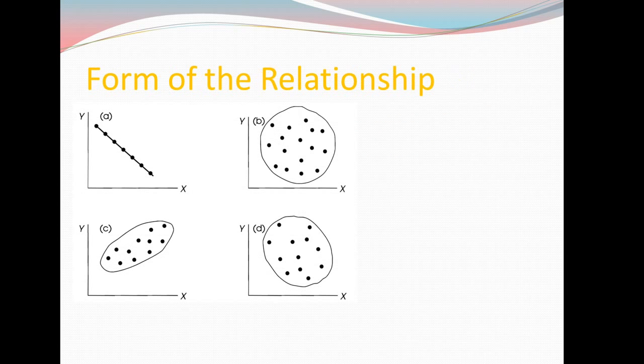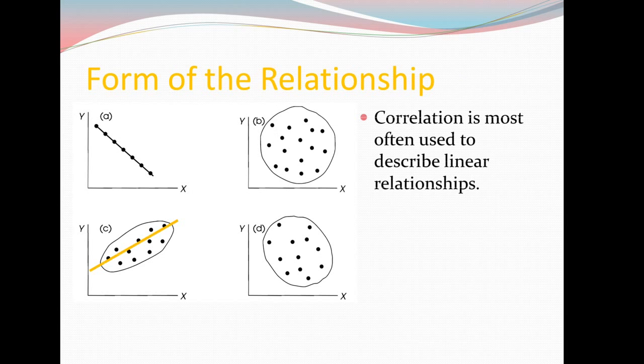So the form of the relationship. This is the best representation of that. Correlation is most often used to describe linear relationships, especially when you talk about Pearson's r, which is a biggie. But if you look at figure A, you have a very tight linear relationship versus figure B, which is kind of nebulous. So I don't even know if there would be a form of relationship there. And D is kind of nebulous too. And C, you can kind of fit a line of best fit to it, which is the yellow line.